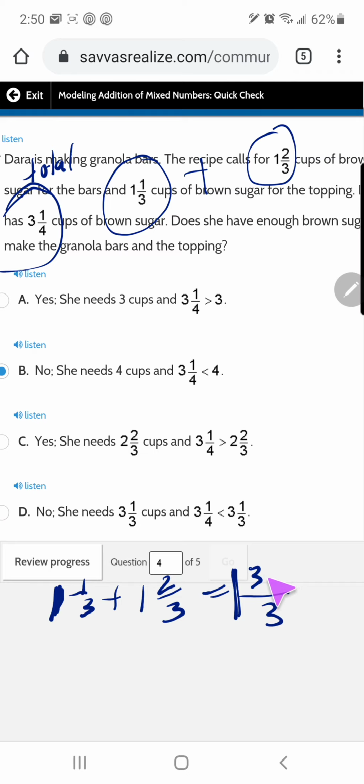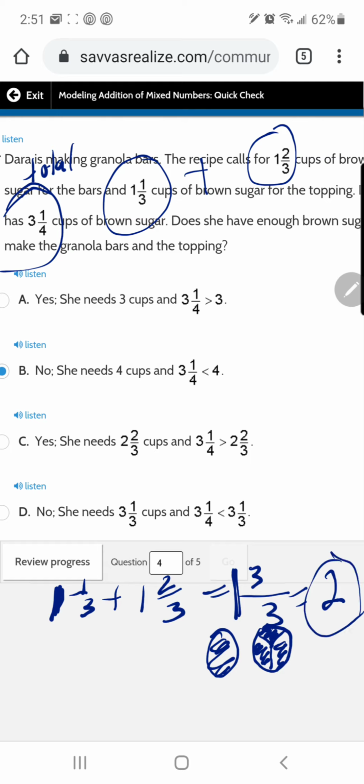Remember I told you in the video earlier? Since the 3 is equal to the 3 at the bottom, that's improper. So it's like saying you have one whole and then you have another whole that is broken up into 3 parts, and you want 3 pieces out of 3. Well, isn't that the same thing as one whole? So technically 1 and 3/3 is the same thing as 2 wholes. You see that? Now that's how much sugar you need to make the granola bars and the toppings.